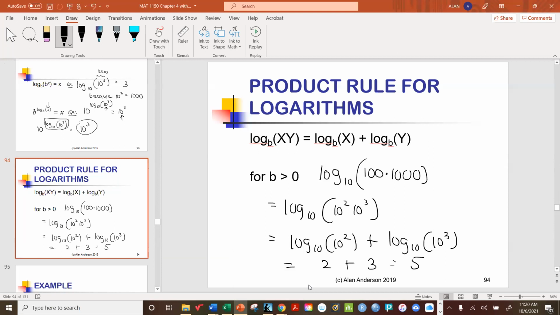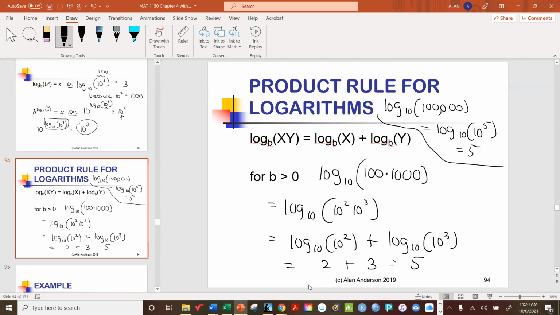Now, if you had wanted to, you could have done this instead. This is 100,000, which is 10 to the 5th. And so what we've just done is demonstrated why this has to be true. But this is what we're after: the log of a product is the sum of the individual logs. Oh, by the way, one more detail. These have to have the same base.